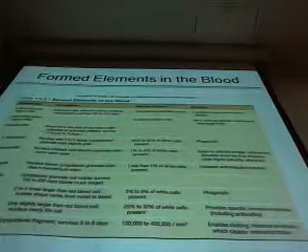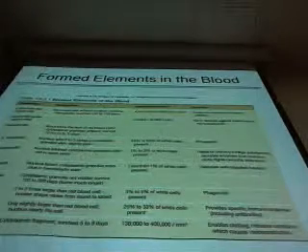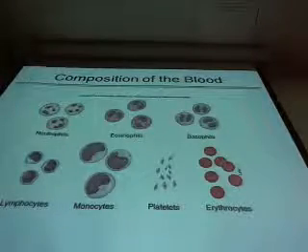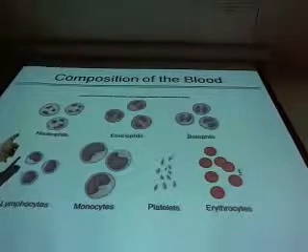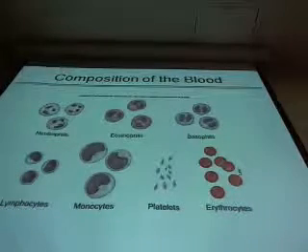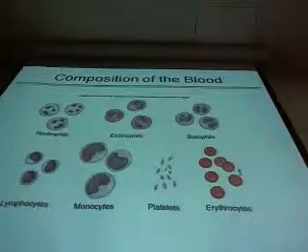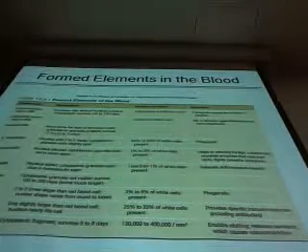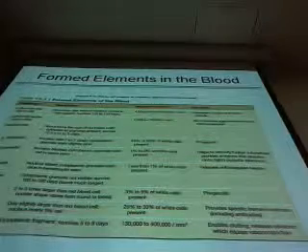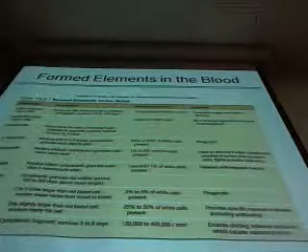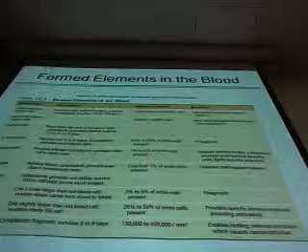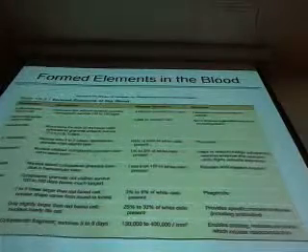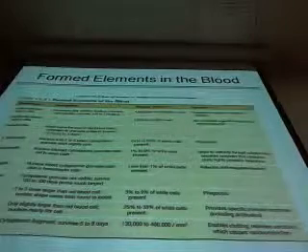Transports oxygen, carbon dioxide. White blood cells, granulocytes. Now, if you remember, the granulocytes are the ones that have the granules in the cytoplasm. Neutrophils, eosinophils, basophils. That's a granulocyte. Neutrophil. It's 50 to 60% of the white cells, phagocytic. They go around eating up bacteria. Eosinophils, they stain with the eosin stain, 1 to 3%.